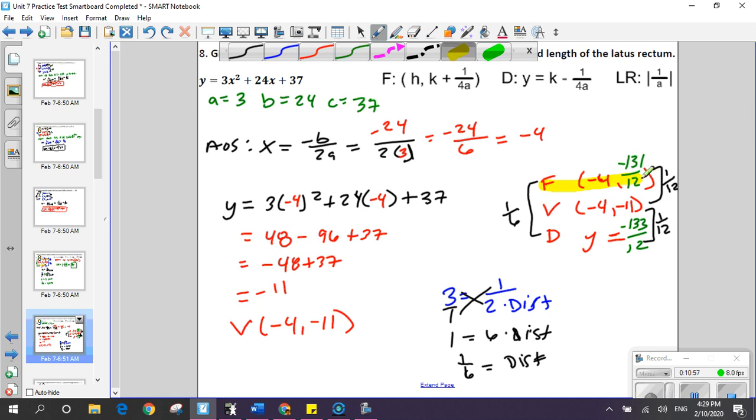So again, I have the focus, I have the directrix, now to the latus rectum, which is equal to the absolute value of 1 over a. So that means the latus rectum is 1/3.